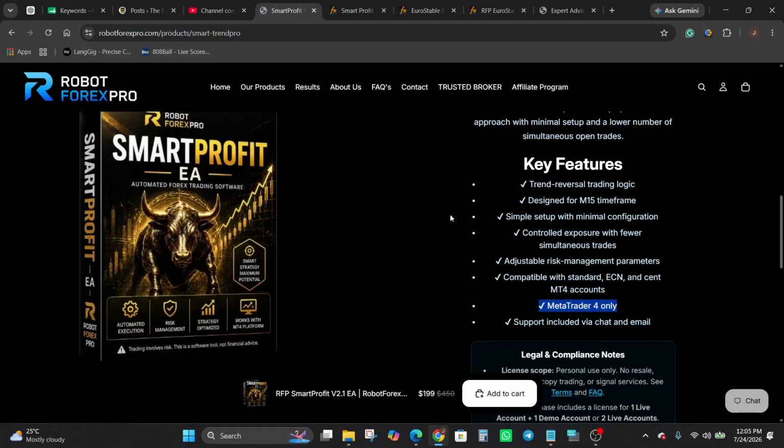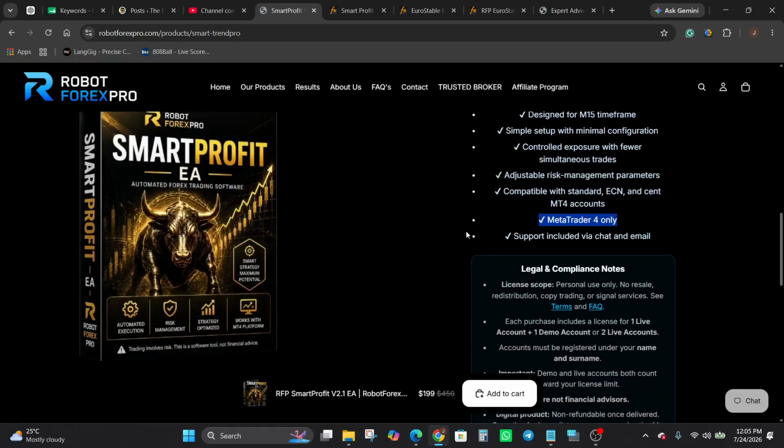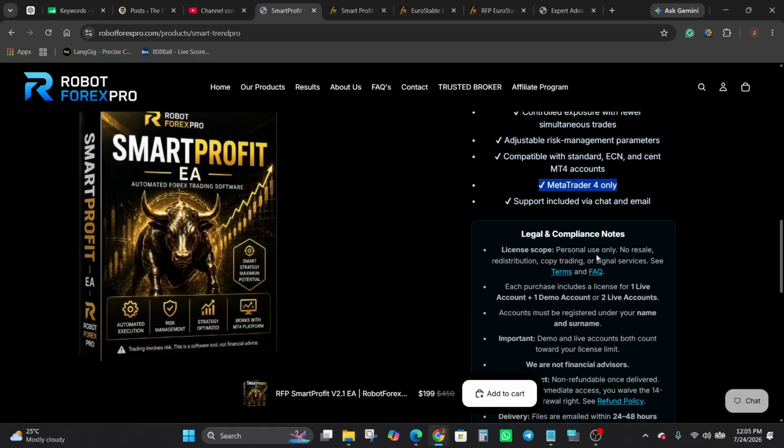As with the other EAs, this is a personal use license EA. You can see personal use only, no resale, redistribution, copy trading, or signal services. So it is against the terms and conditions to resell or redistribute this EA or to even use it for copy trading.